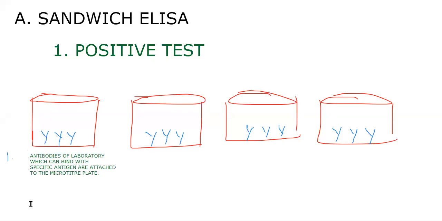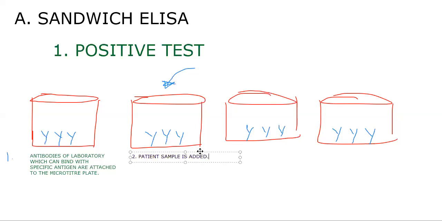Next, the second box. What do we do? We are going to add the patient sample. Number two, patient sample is added.